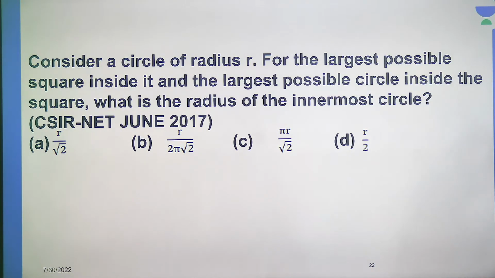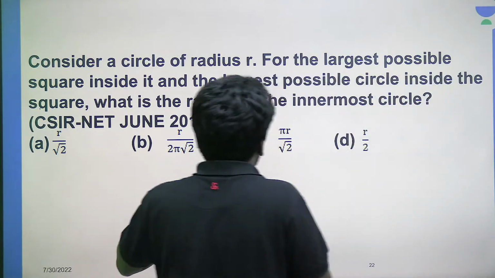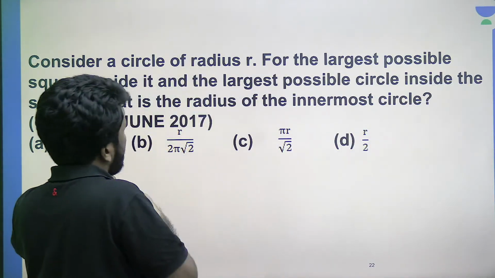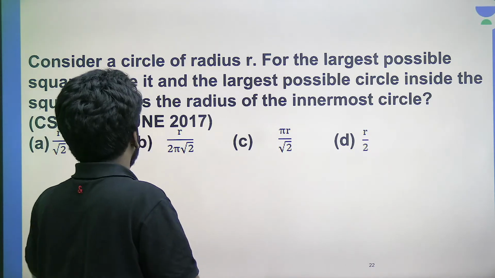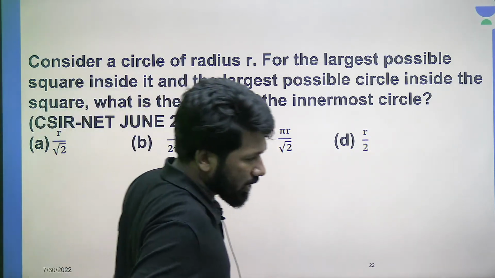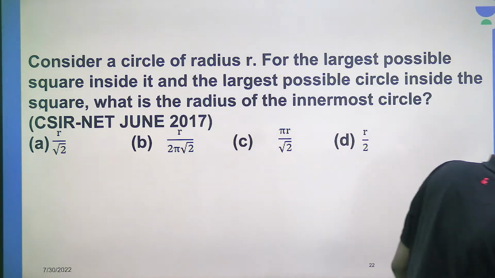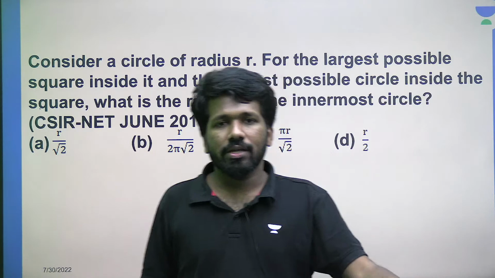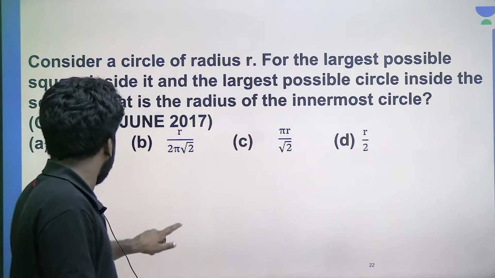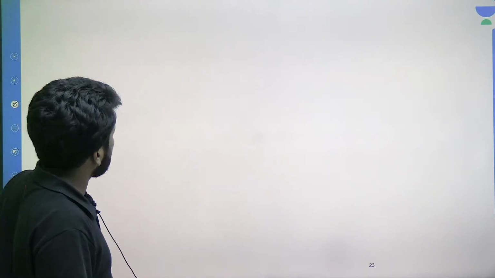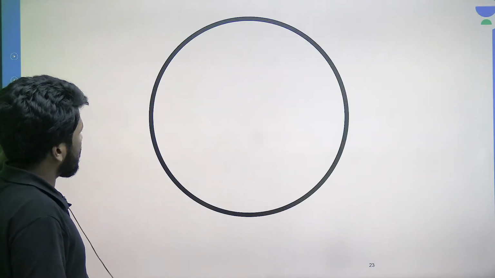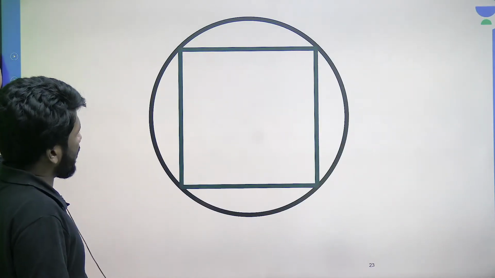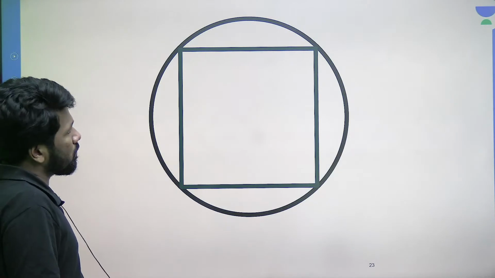Okay, so I'll explain. Consider a circle of radius r, the largest possible square inside it, and the largest possible circle inside the square. What is the radius of the innermost circle? So, a circle inscribed in a square, and a square inscribed in a circle. What does that mean? I will show you with this picture. This is what the question is saying. There is a circle, and there is a square inside, the maximum possible square inside.